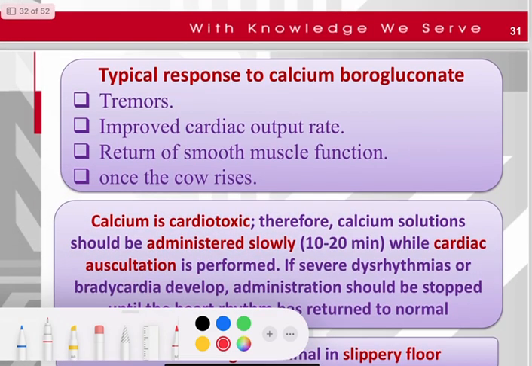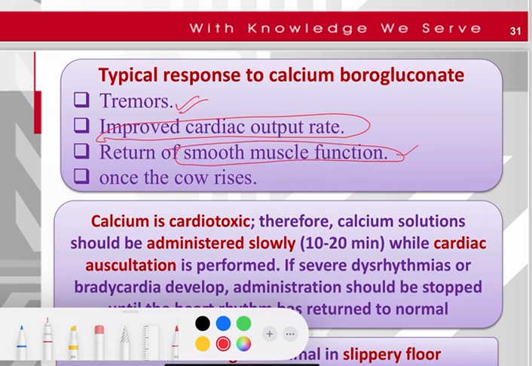So what responses can we see when we administer calcium borogluconate? We can see tremors, we can see improved cardiac output, and we can see the return of tone of smooth muscles, and we can see that defecation is seen, or voiding of the urine is seen, and the cow rises up.